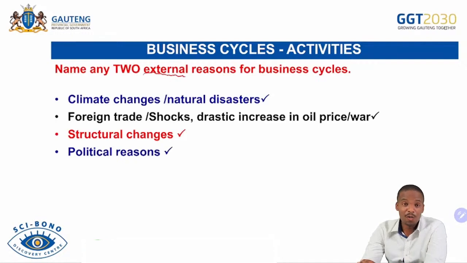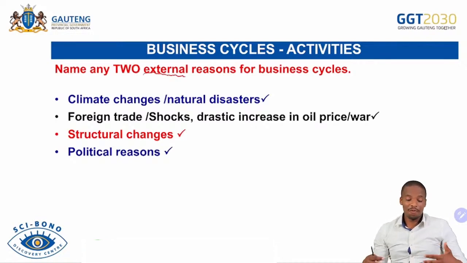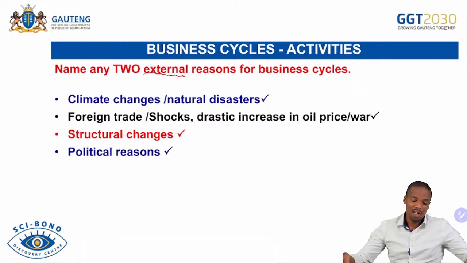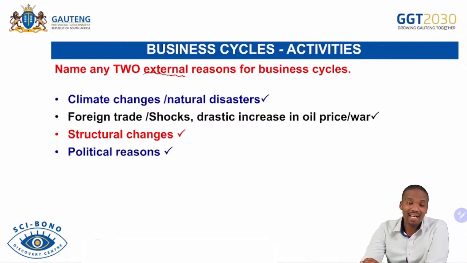If you look at all those things, those are the external reasons. Things that we do not have control of, things that happen outside our economy. Those are the external reasons that cause the business cycle.